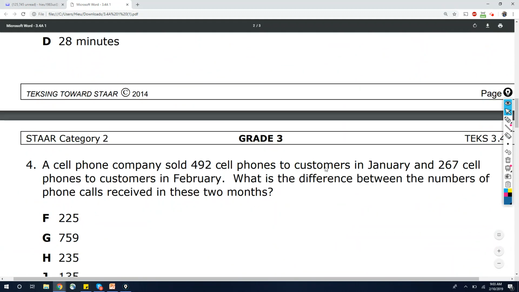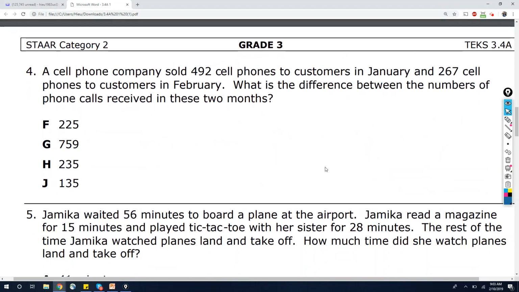Alright, Miss Win is going to help you on the last type of question. And we have number 5, number 6, number 7 will be on your own. Okay, number 4.